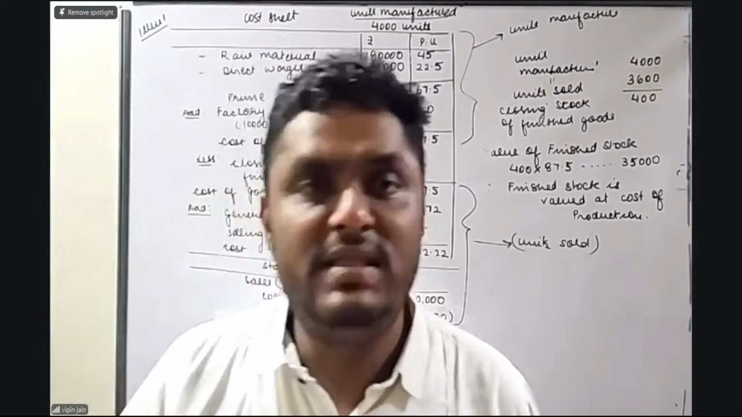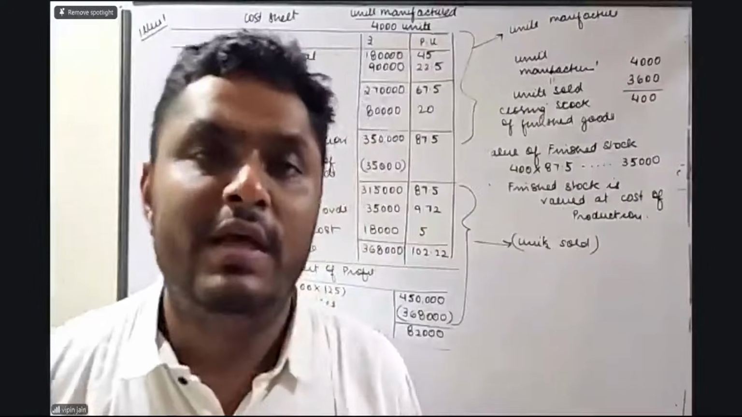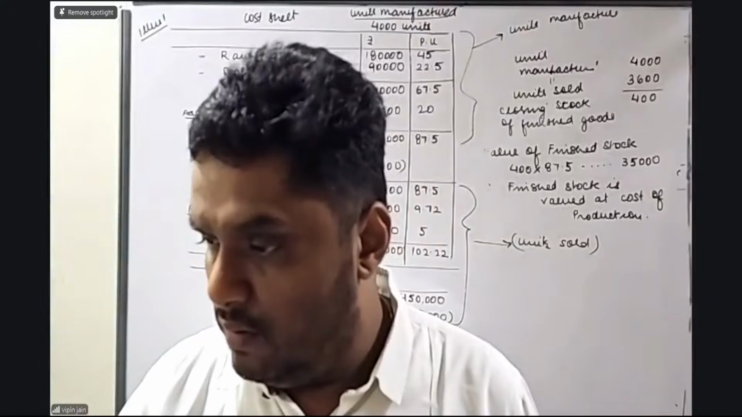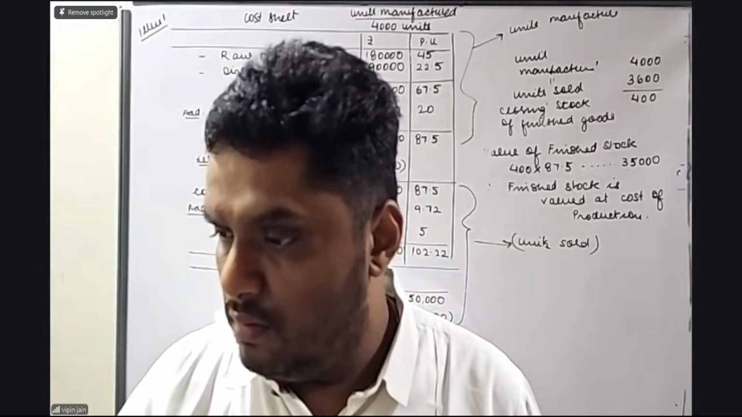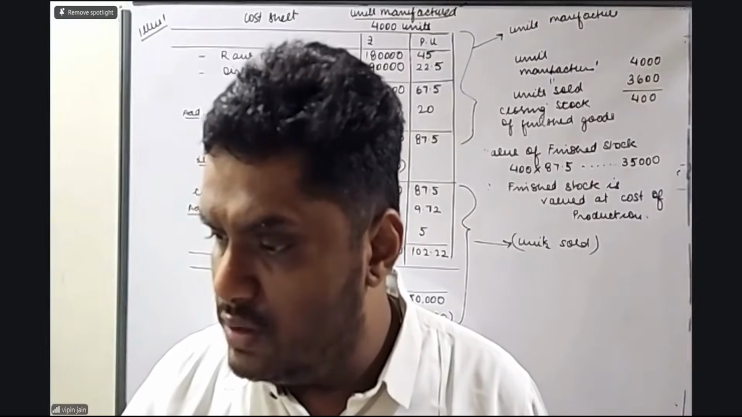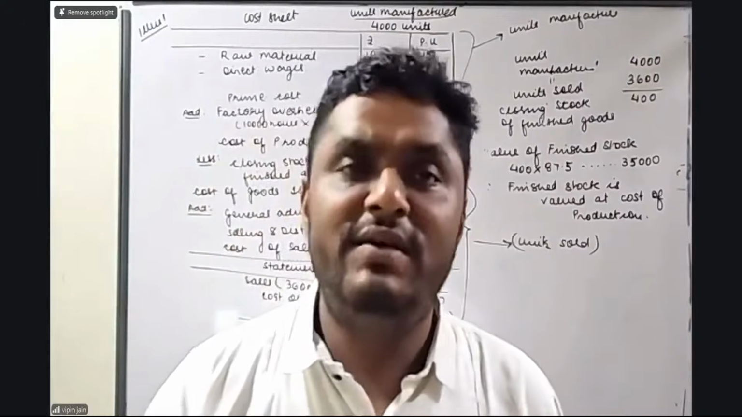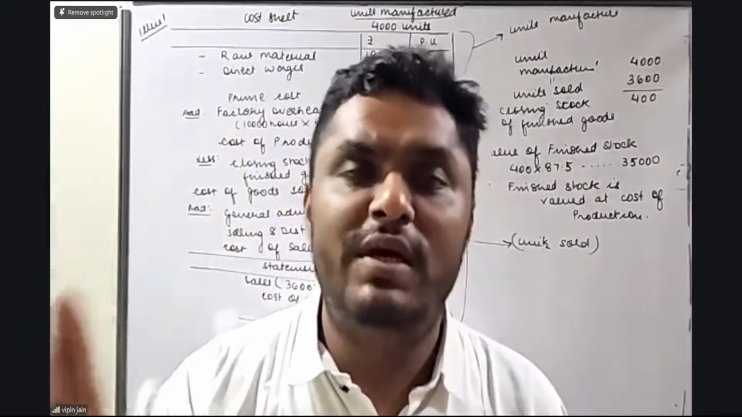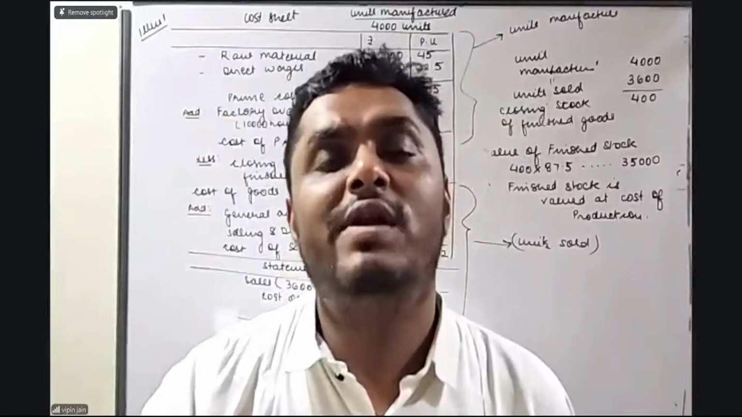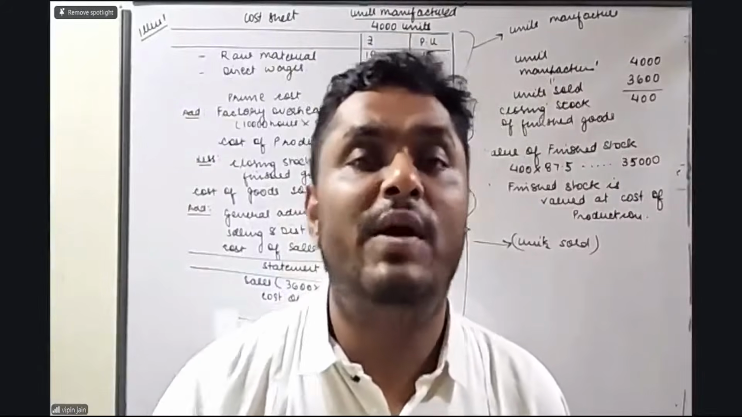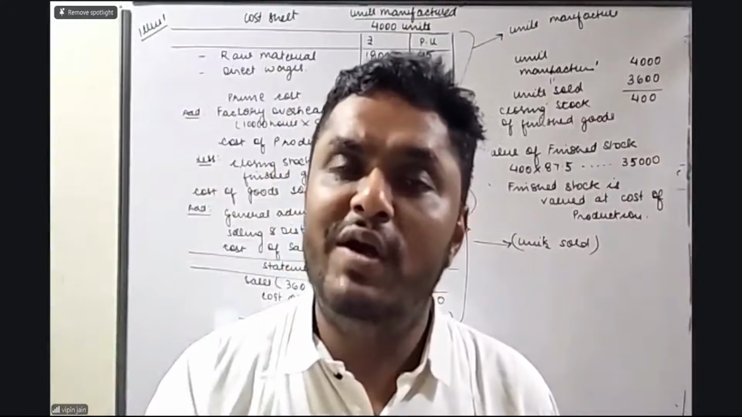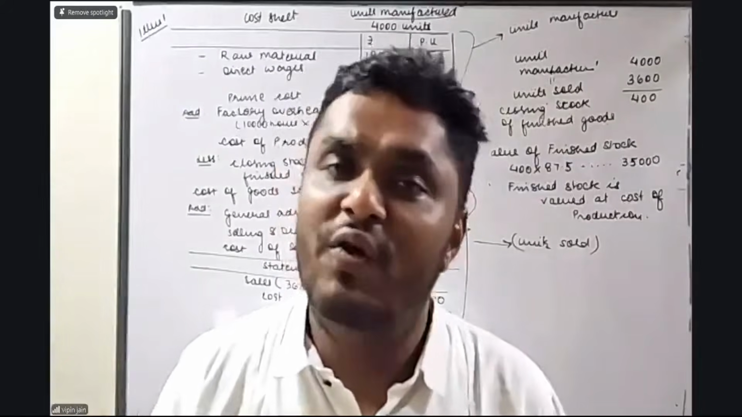Yes, this is basically the stock of finished goods. This will be sold later on. I'm not getting what you're saying. Why are we accruing those earlier? Simple, it's a very simple concept. 4,000 units you have manufactured. Out of 4,000 units, 400 units are still in stock, and we were only able to sell 3,600 units. So the proportionate cost of 400 units will be shown as the value of finished stock.